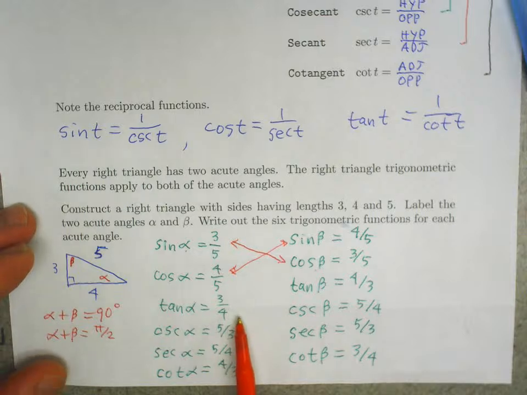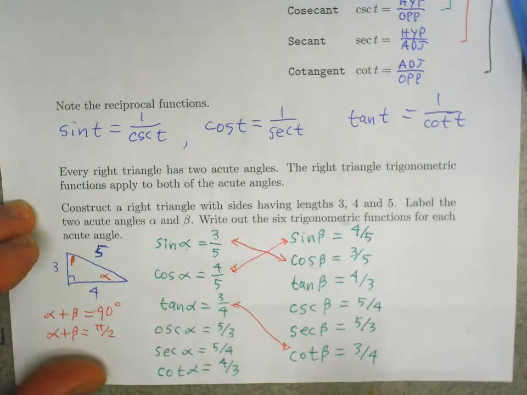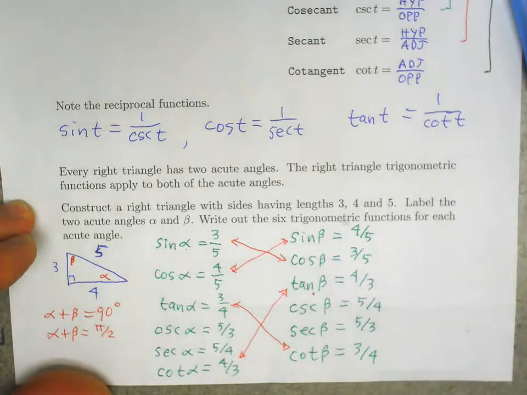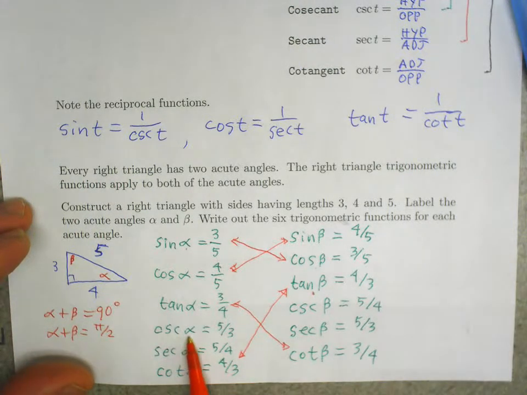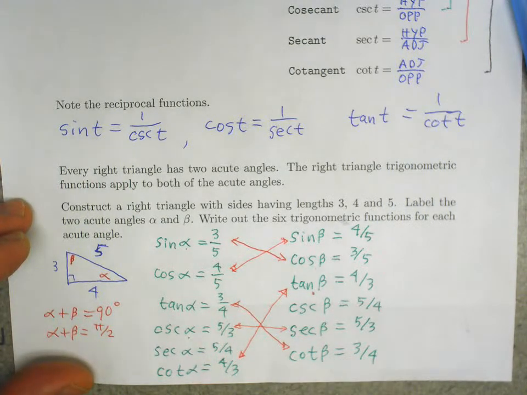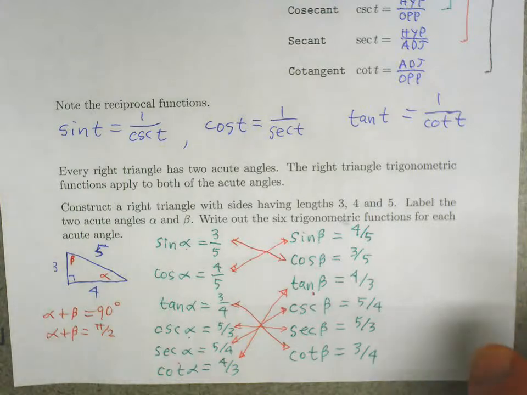Well, the same happens with the other functions. Tangent of alpha is equal to cotangent of beta, and tangent of beta is equal to cotangent of alpha. And then also cosecant of alpha equals the secant of beta, and secant of alpha equals cosecant of beta. So I probably made it more confusing by drawing all those arrows, but we'll see this again in a few minutes.